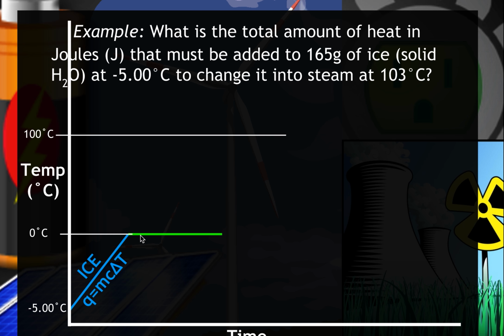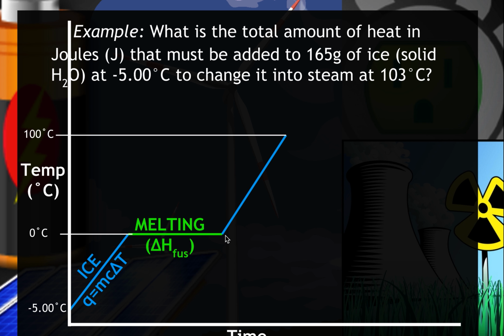The next part of our graph is a flat line, because remember, our temperature is not going to change as we go through this change. It's going to stay right at 0. We're going to be using a different calculation for the melting, which is the delta H of fusion. The next line segment means that all of our ice has melted, and now this is the liquid phase.